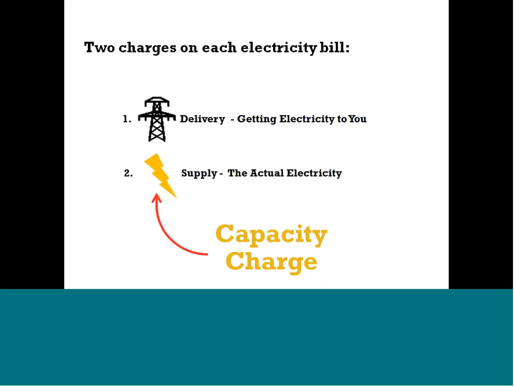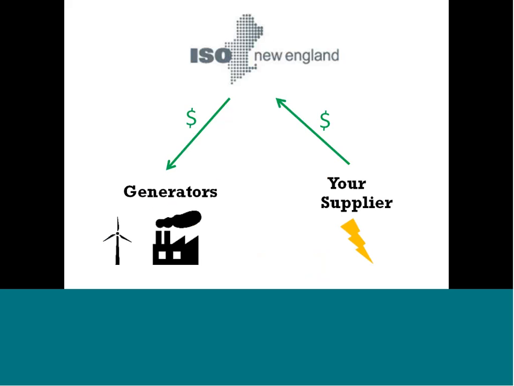Some of your contracts may be a fixed rate supply contract, and others may have a pass-through for the capacity charge. We'll talk about the impact of that. But either way, the capacity charge impacts the supply portion of your bill.